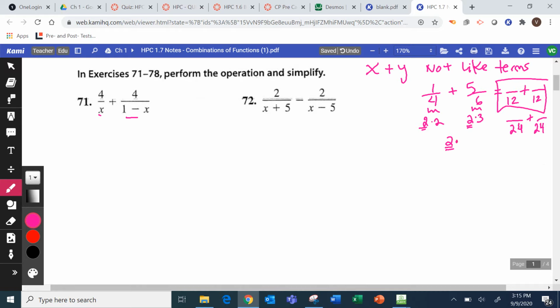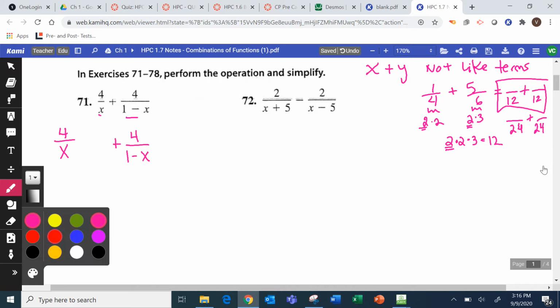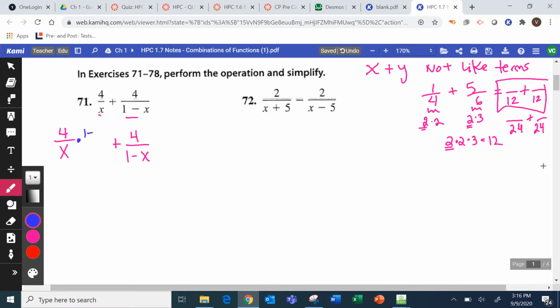And then this one has an extra 2, and this one has an extra 3, which is where I got the 12. So we have to really see what factors first. So I look at number 71, and x does not factor, and 1 minus x does not factor. So what we have to do is multiply 4 over x and 4 over 1 minus x by the other denominator, but in a value of 1.